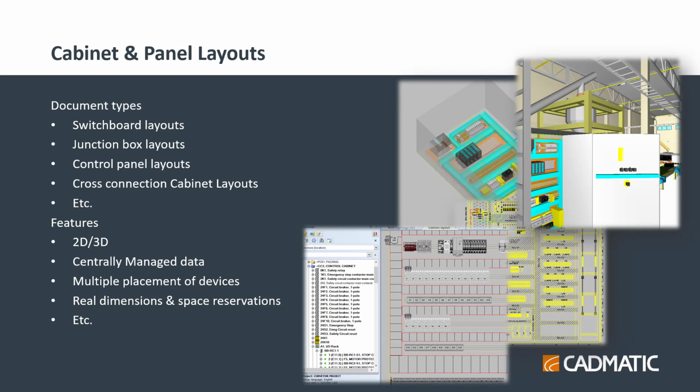Regarding the cabinet and panel layouts, document types include different kinds of cabinets, junction boxes, cross-connection cabinet layouts. We can create 2D or 3D cabinet and panel layouts. Centrally managed design data, of course. So if you have a conductor whose ID is K1, it is the same K1 in schematics, but it is the same K1 also in the cabinet layout. There are multiple placement options for devices, inserting options available, real dimensions and space reservations. So there are lots of functions also for that field.